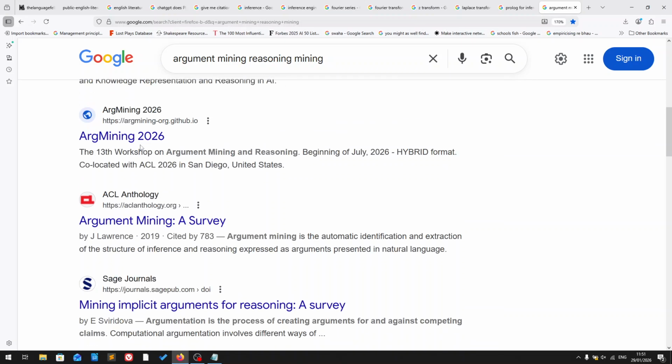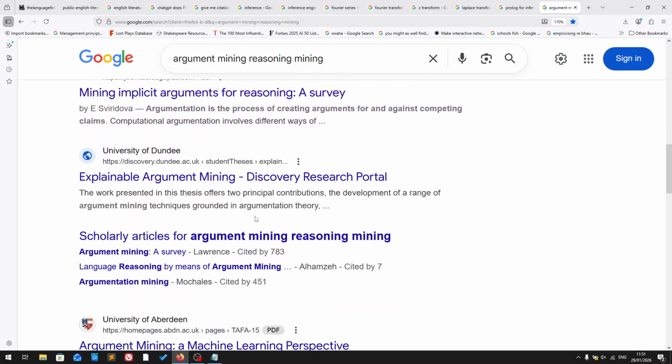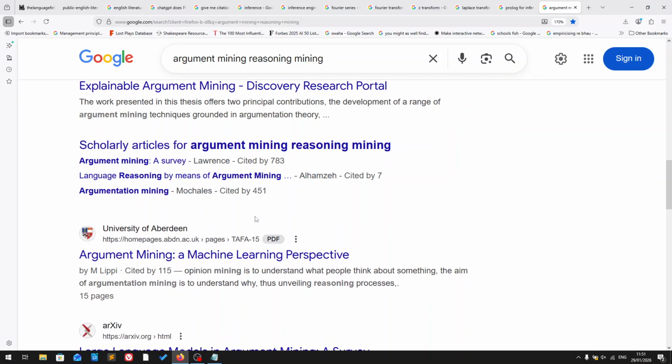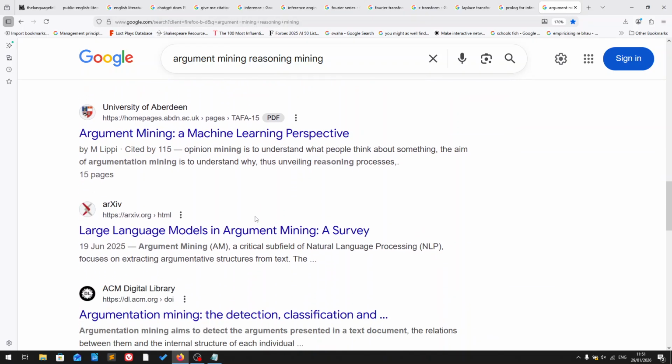Argument mining 2026, 13th workshop on argument mining and reasoning. So these are explainable argument mining discovery research. Explainable AI is something I might have mentioned in these videos, but explainable AI is how does the thing work? It works, but how does it work? That's what explainable AI is. How do you explain the math and so on?